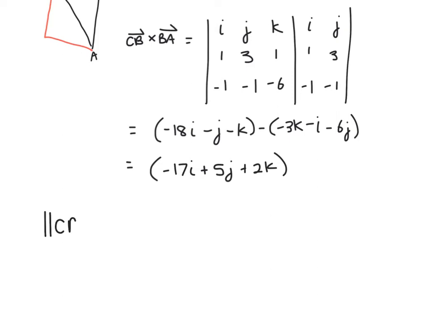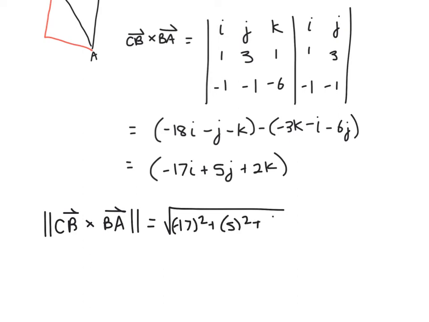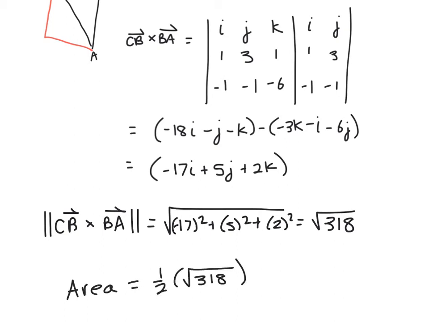So the magnitude of the cross product should be negative 17 squared plus 5 squared plus 2 squared, which gives us the square root of 318. And since it's the area of a triangle, the triangle's half of the parallelogram. So 1/2 times the square root of 318. And we can get a decimal approximation for that as well. It's going to be 8.9 units squared. There you go.